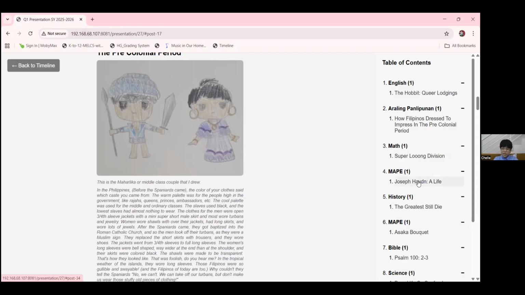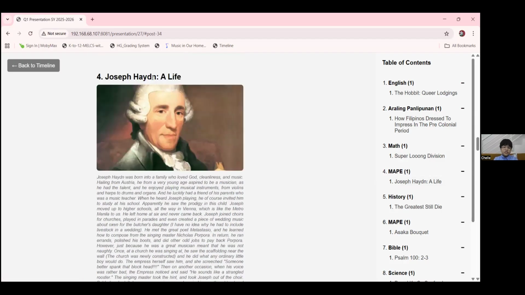Okay, now to music. Okay, we studied Joseph Haydn's life. So he was born in Austria, and then he was a very aspiring musician. And then he had so much talent that he moved up to higher and higher schools. And then he joined multiple choirs, played for churches, and even played for the Empress herself.